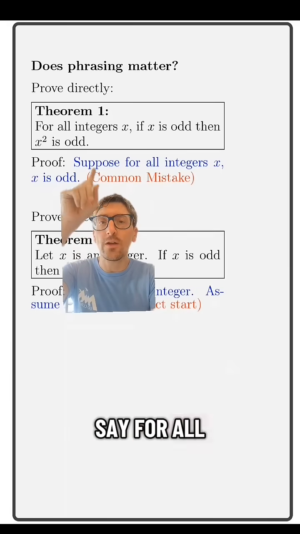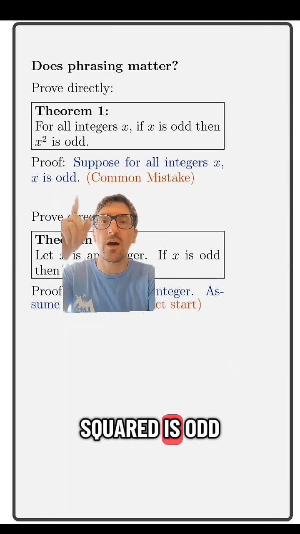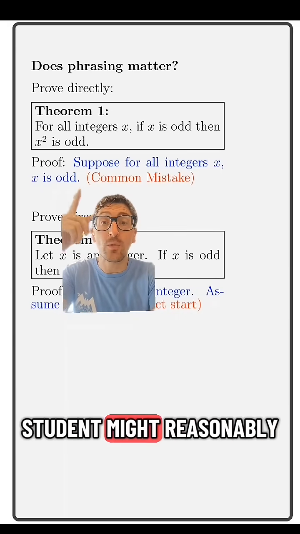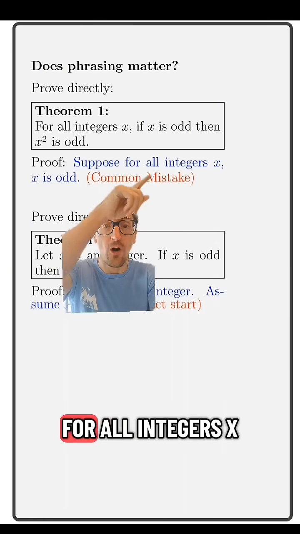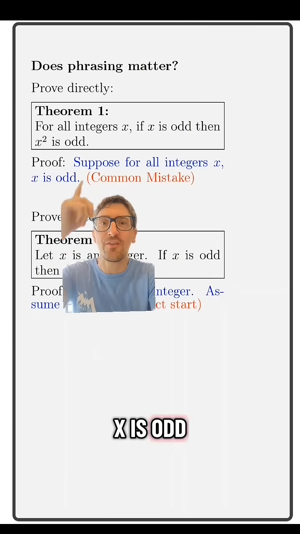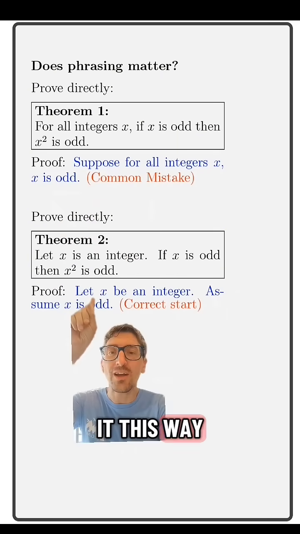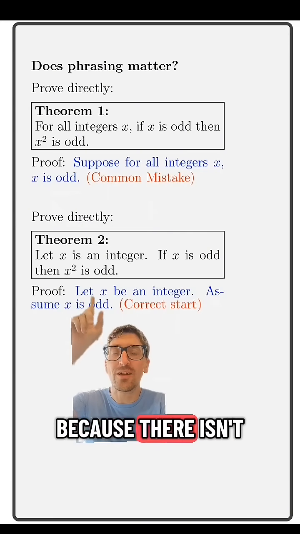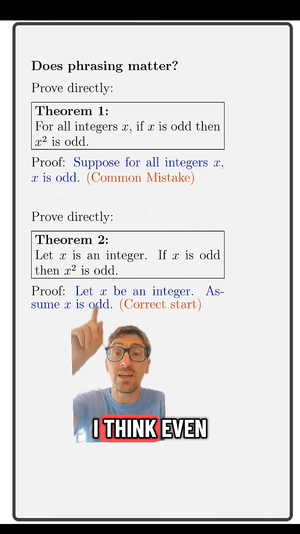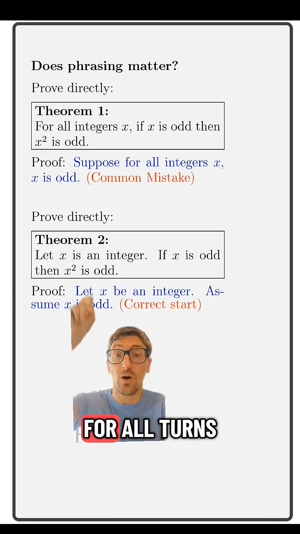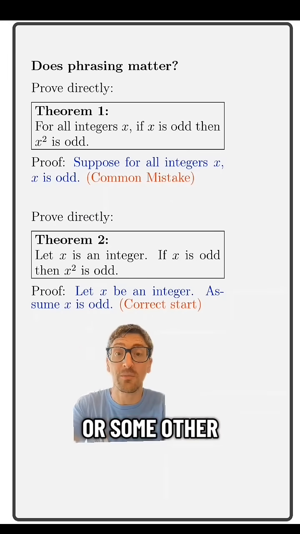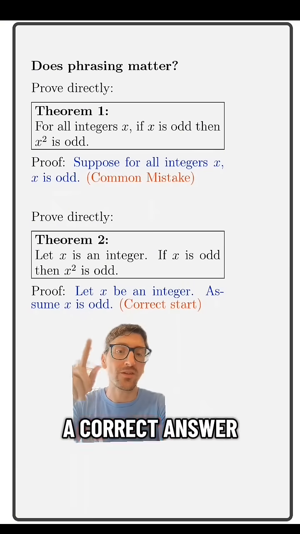Right? So if I say for all integers x, if x is odd, then x squared is odd, a very common mistake that a student might reasonably write is they might suppose for all integers x, x is odd. After all, that's like the first part of the statement, isn't it? But if you phrased it this way, I don't think the students would write that because there isn't the for all in the statement. I think even if they didn't understand that for all turns into a let or some other English word, you might get a correct answer down here.